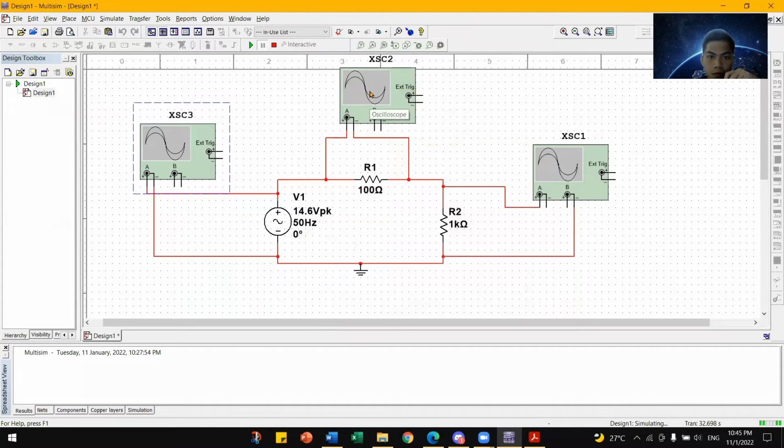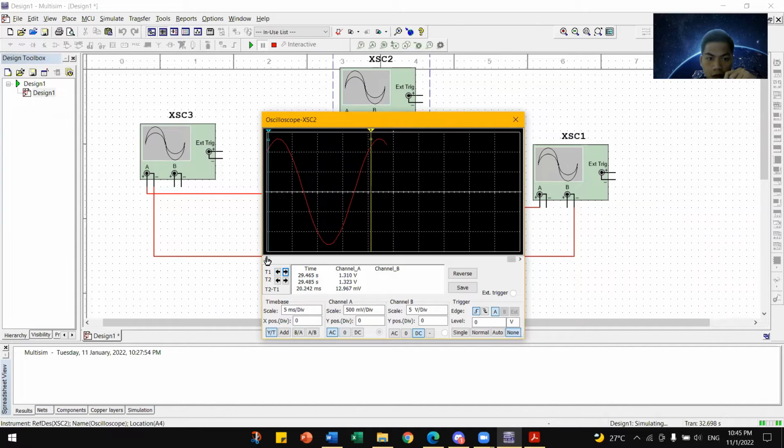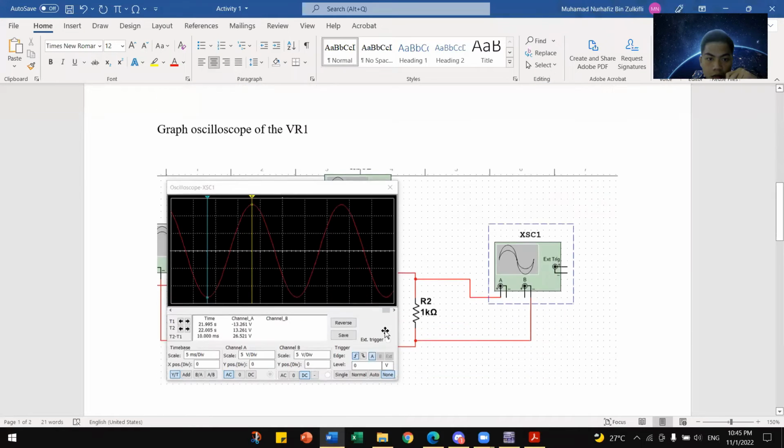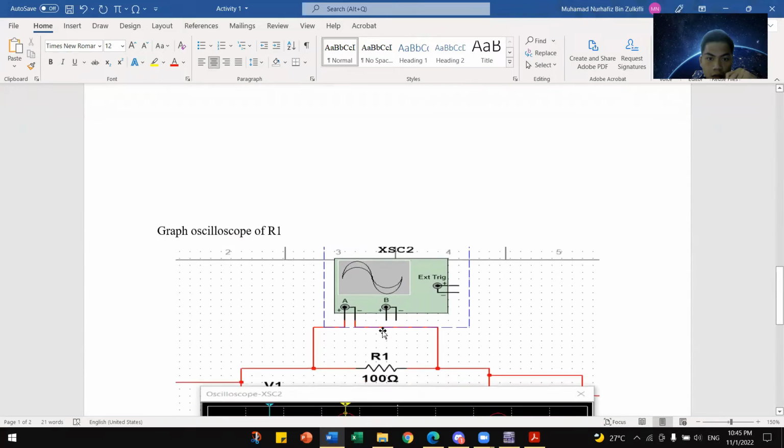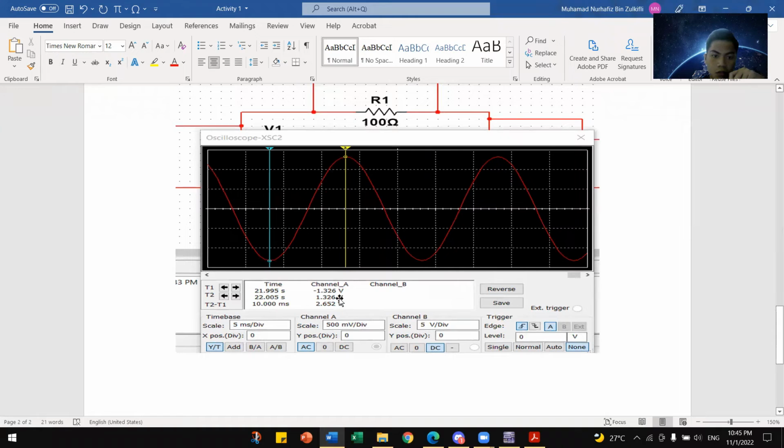This goes the same for R1 and R2, which have the same method. We need to determine the lowest and the highest part of the waveform. Using the same method, we got for the R1, 1.326 volts. Same for the positive and negative side.